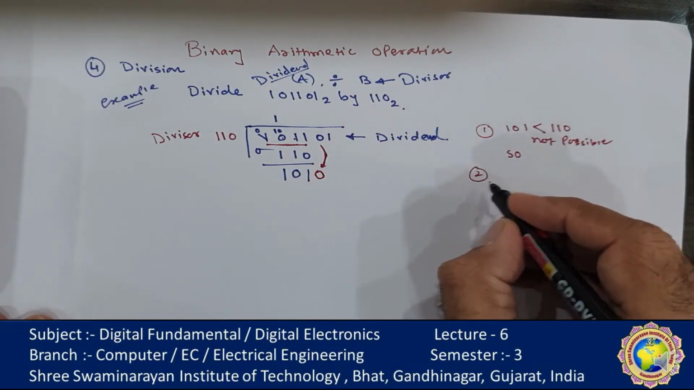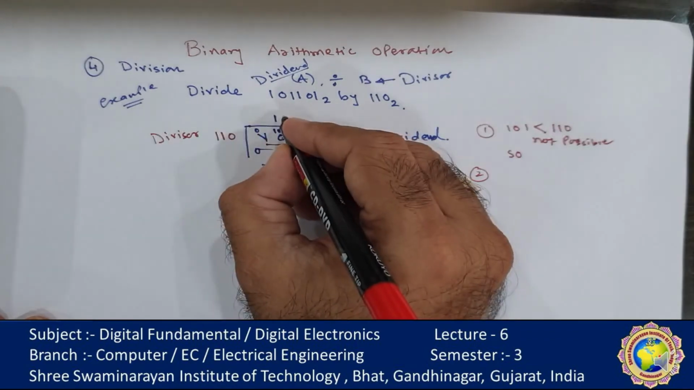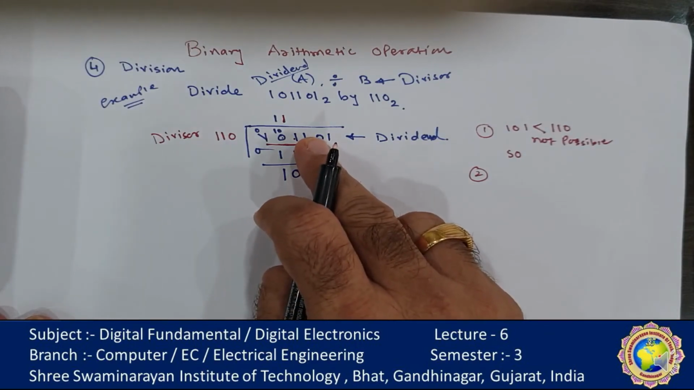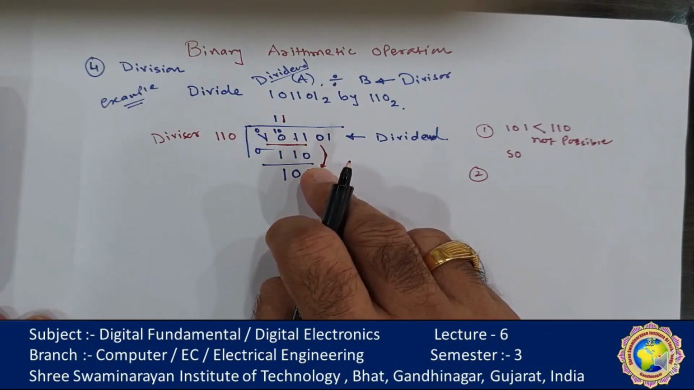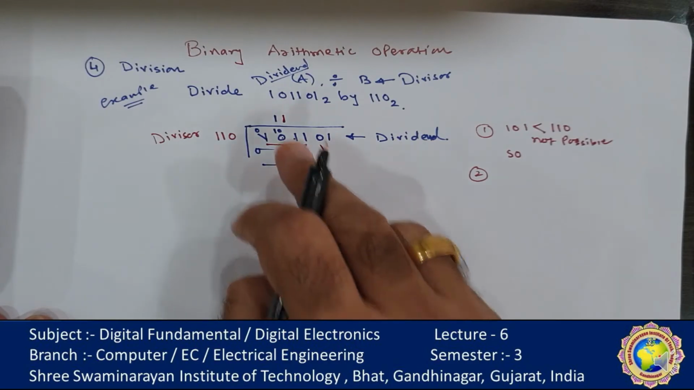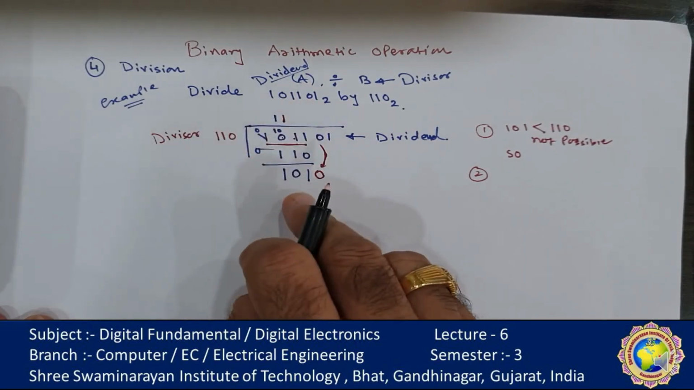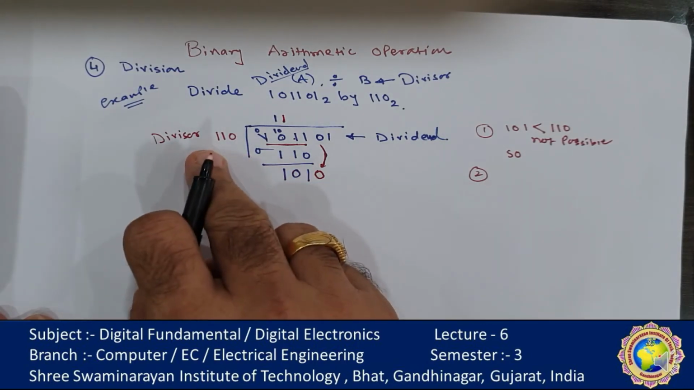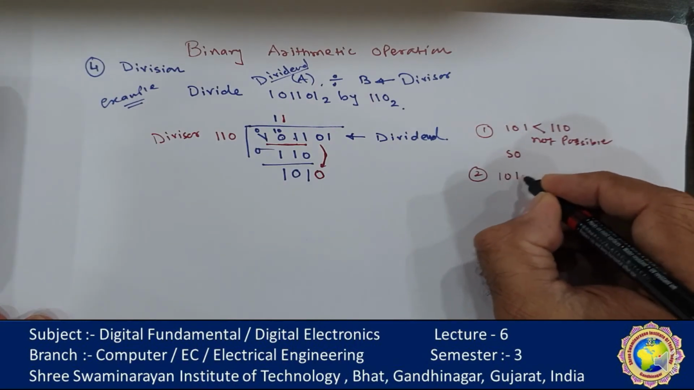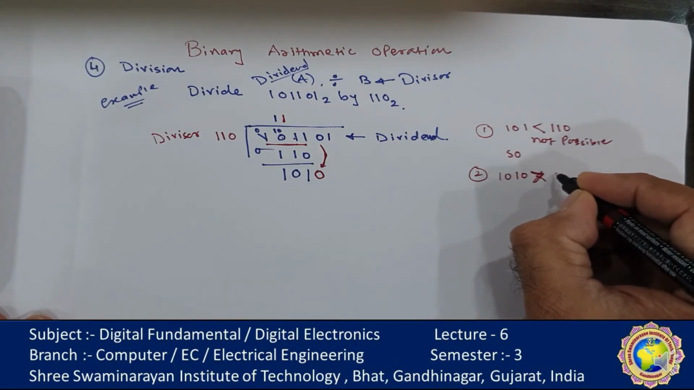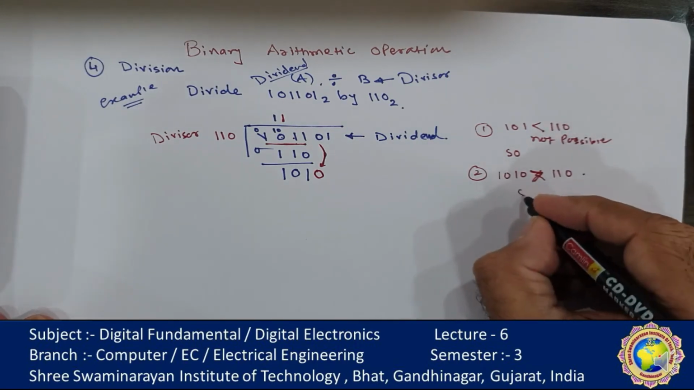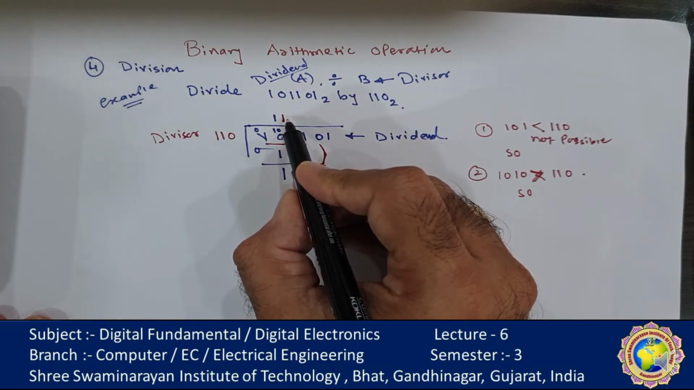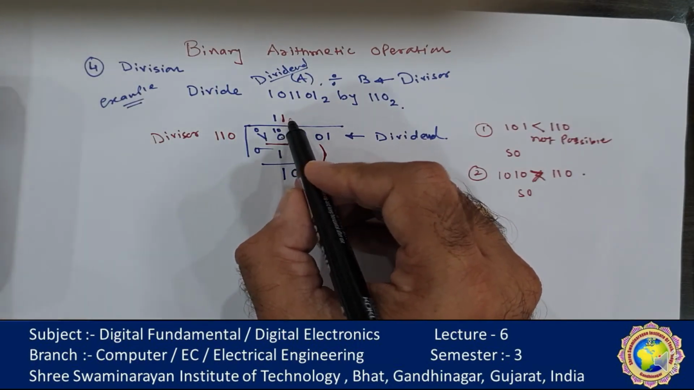Now in this step again we have to take 1. Remember that thing, when we take the 1 bit here downside and still it is not possible, we have to multiply with 0 and then we repeat it. Here 1010 is again larger than 110. Okay, so the answer is also 1. We can multiply it with 1.